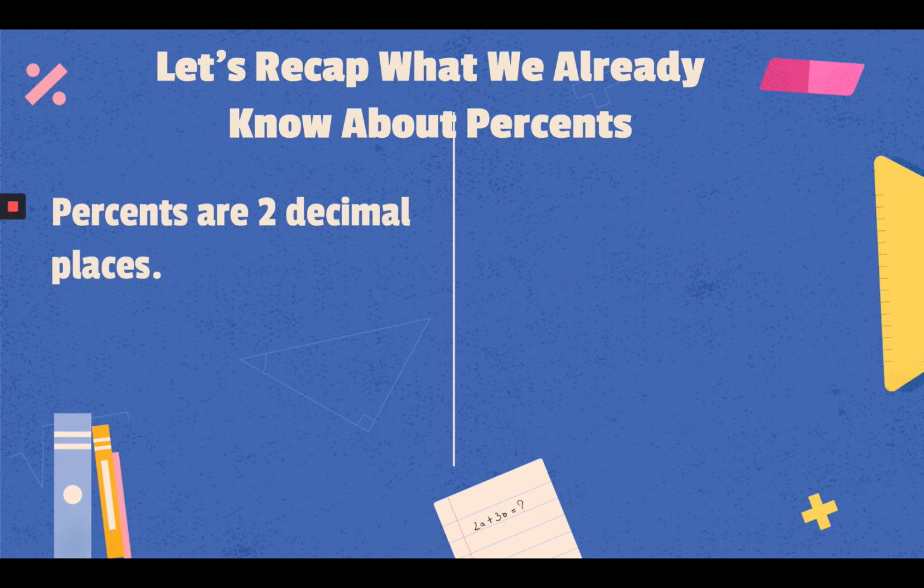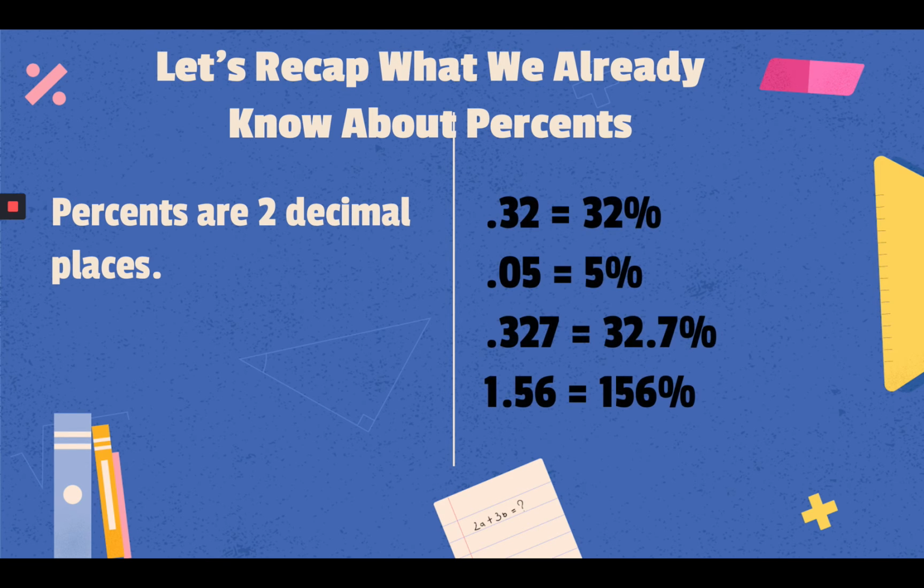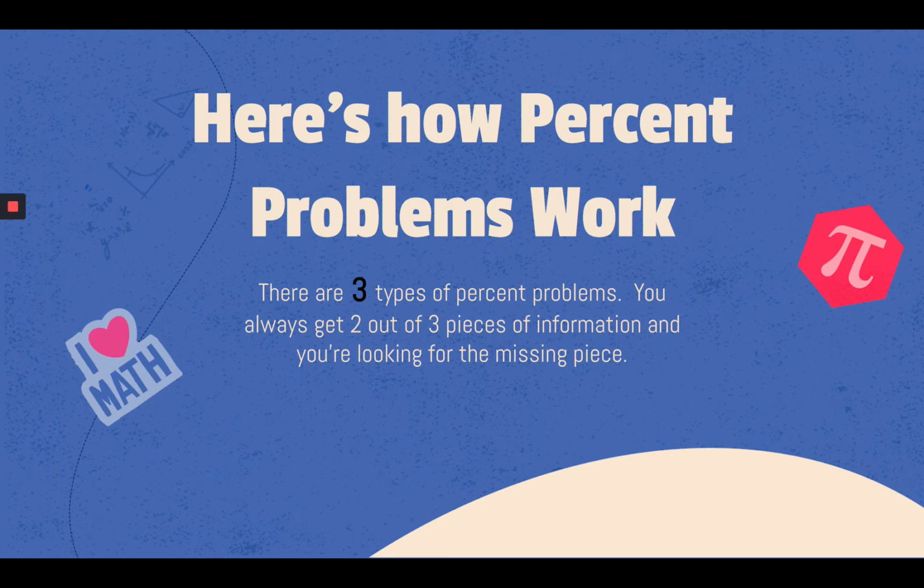So we care about 2 decimal places, the hundredths place. This is something we've practiced, but remember, 0.32 is 32%. 0.05 is 5%. 0.327 is 32.7%. You always need these first 2 decimal places. 1.56 is 156%. Okay, so that's what we know.